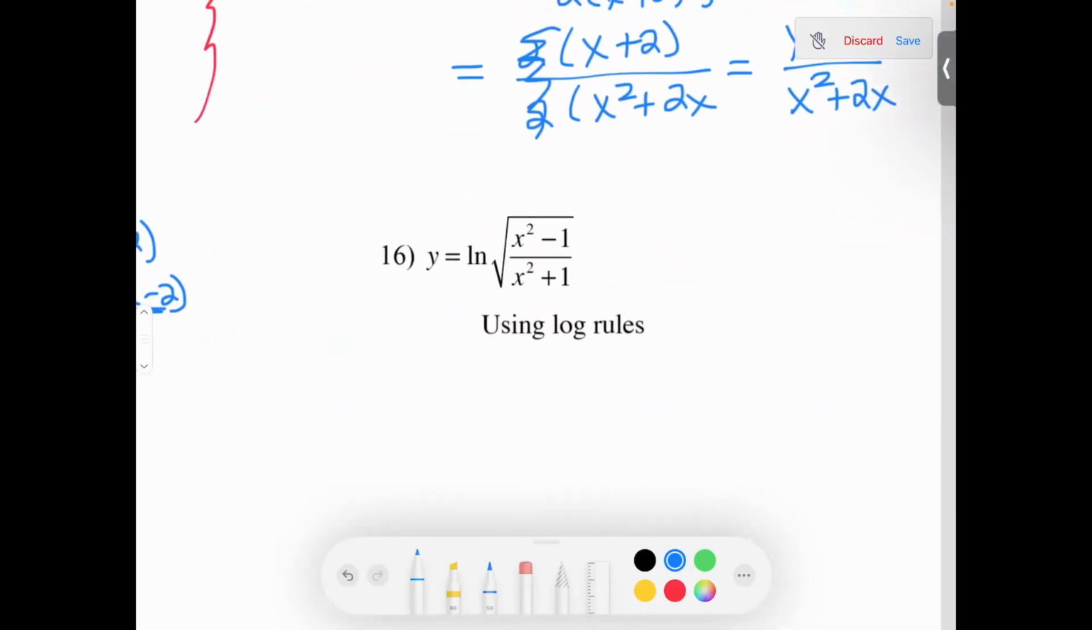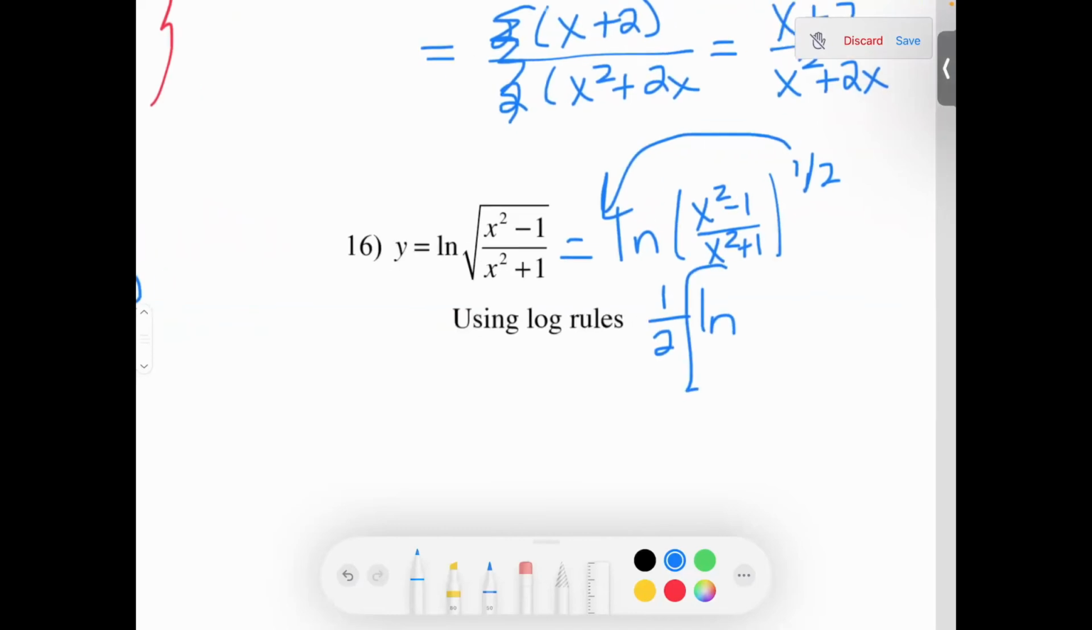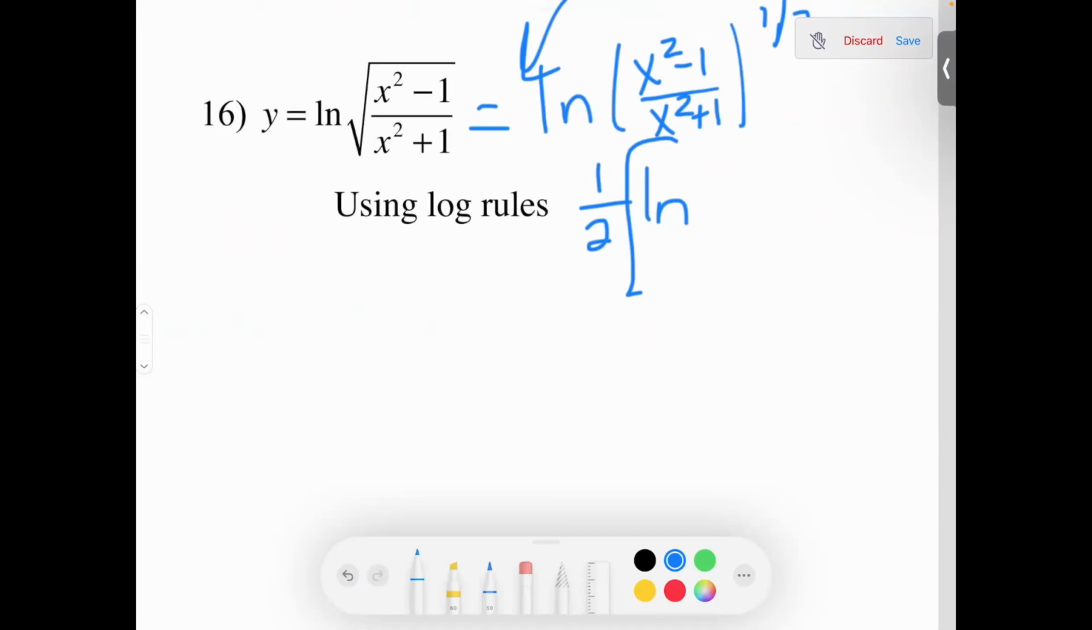Number 16, using log rules again. We're only going to use log rules this time. This is ln of x squared minus 1 over x squared plus 1, raised to the 1/2 power. So we can move the 1/2 in front. And at the same time, since it is a quotient, I'm going to go ahead and rewrite this as subtraction: ln of x squared minus 1 minus ln of x squared plus 1. And notice I've left the 1/2 out front.